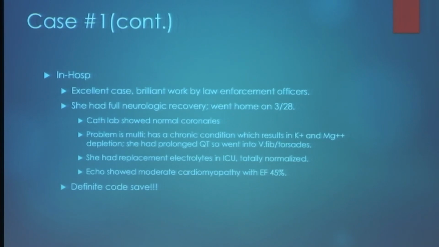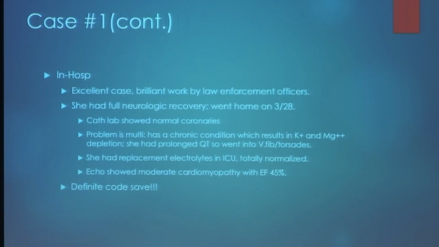She went to the cath lab and she had totally normal coronaries. She has this chronic condition and she's on, among other things, a lot of steroids, which results in her condition. She has a lot of GI problems, diarrhea, et cetera, and so she basically got hypokalemic and hypomagnesemic, and she went into a QT prolongation, torsades type situation.